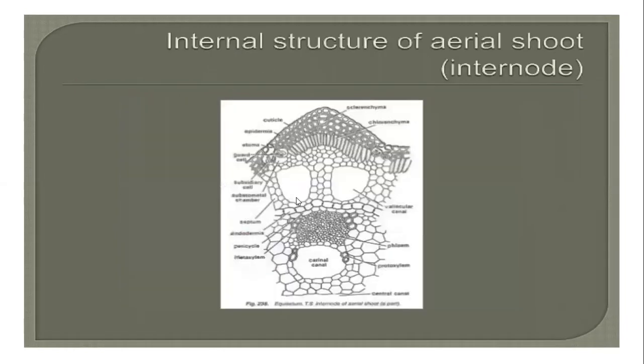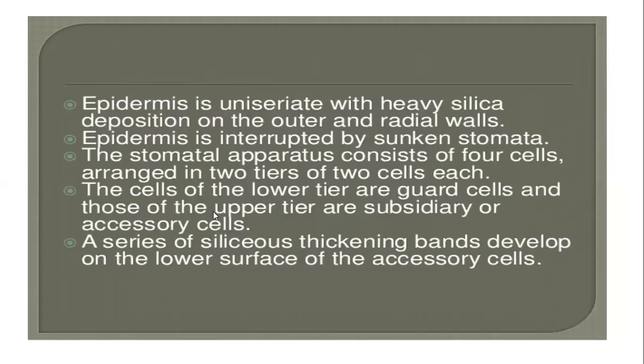Right, you can look into this. The cuticle, and this is the sclerenchymatous tissue. We call it hypodermal tissue. This is the vallecular canal. This is the phloem, and these are the xylem, protoxylem here, and the xylem, and this is a carinal canal. Okay, so we'll go with the description again.